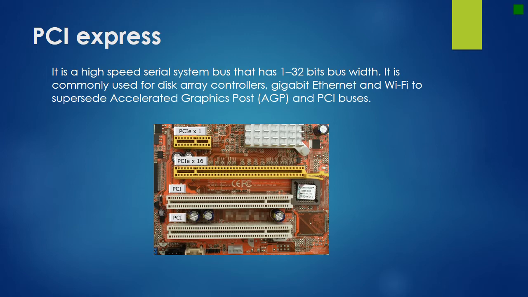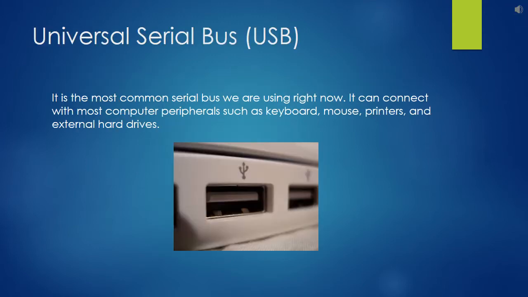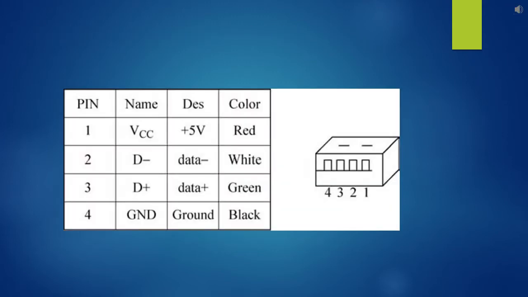PCI Express is a high-speed serial bus that has 1 to 32 bits of bus width. It is commonly used for array controllers, gigabit Ethernet, and Wi-Fi, to supersede the Accelerated Graphics Port or AGP and the PCI buses. Another one is the Universal Serial Bus, commonly known as USB. This is the most common serial bus we are using right now. It can connect with most computer peripherals such as keyboards, mice, printers, and external hard drives.